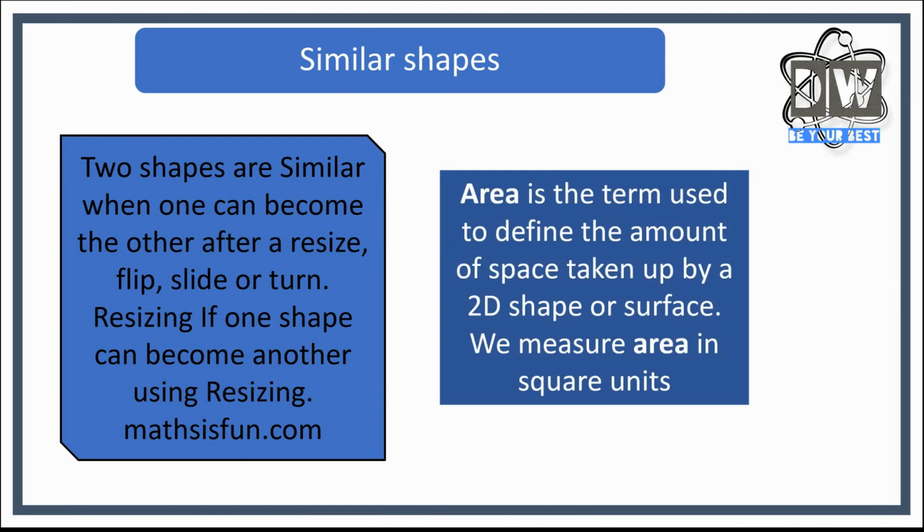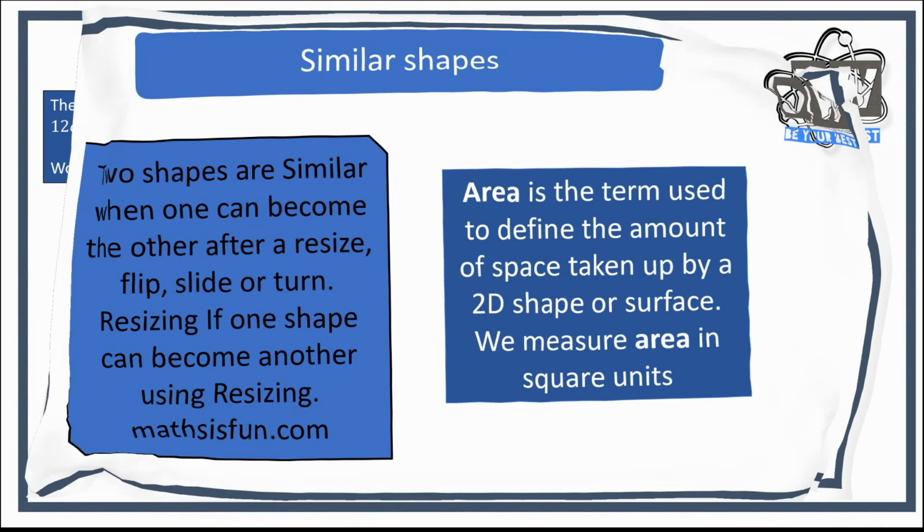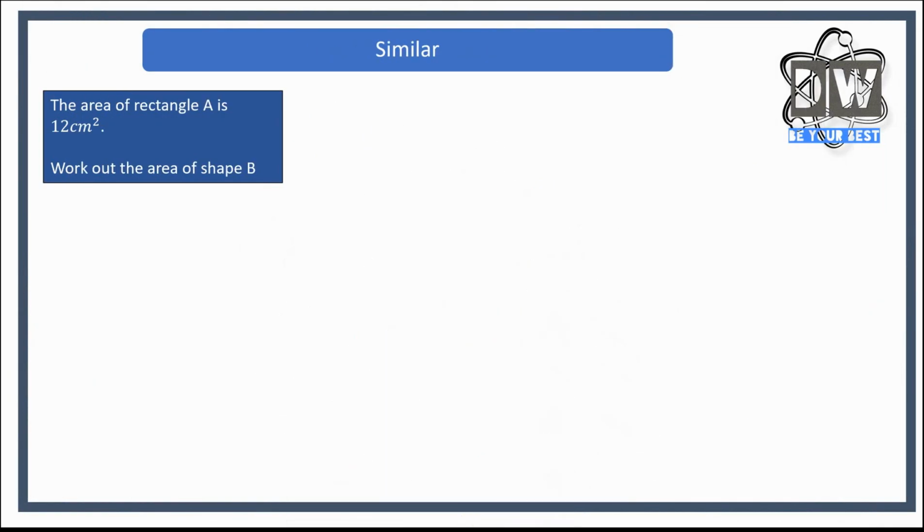Now, here we go. Area is a term used to define the amount of space taken up by a 2D shape or surface when measuring area. We use square units. Hopefully we know what that means. I've absolutely butchered that, I know, but anyway, let's go on to a typical question.